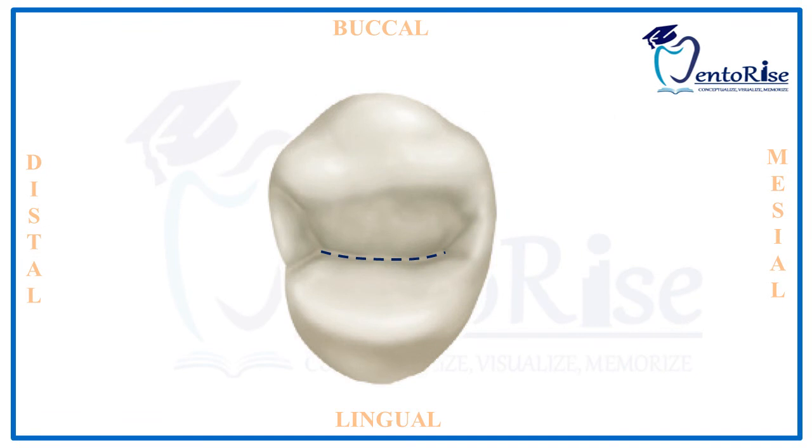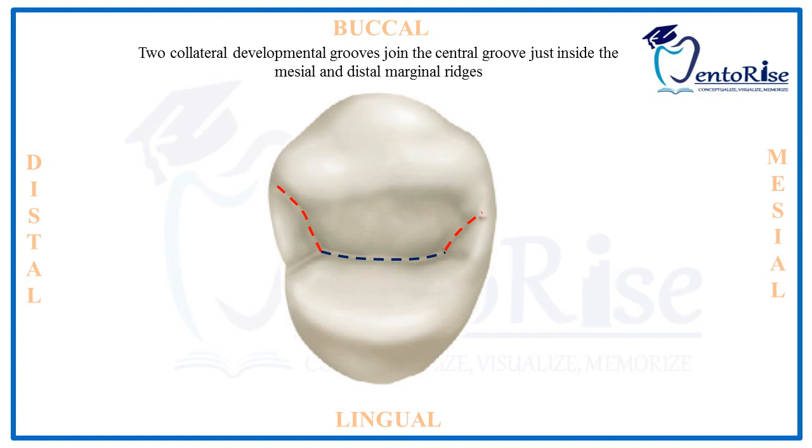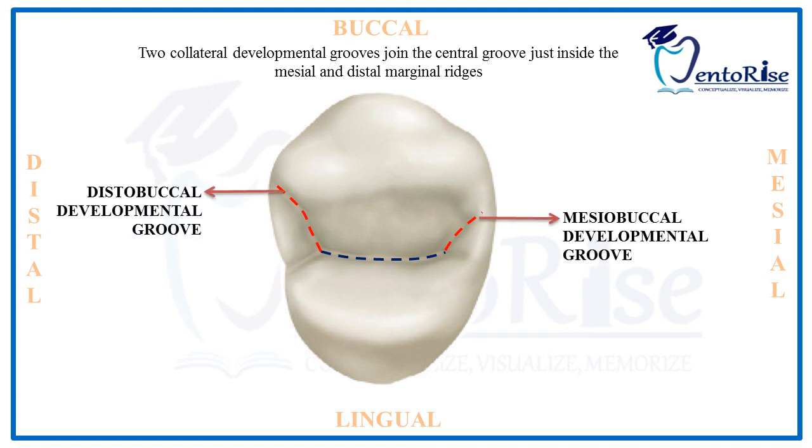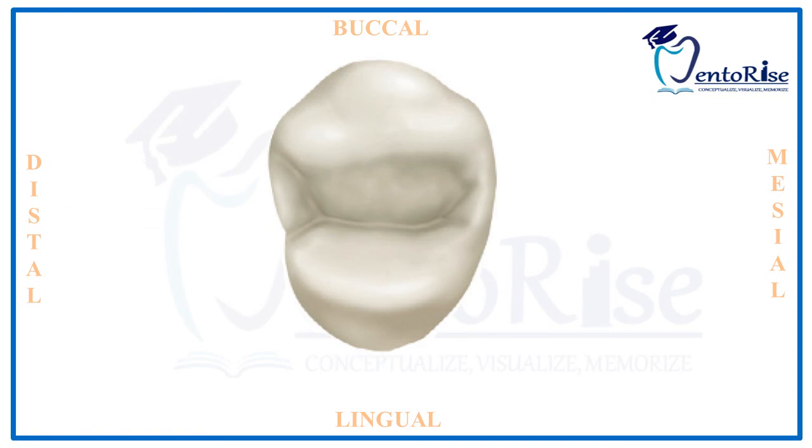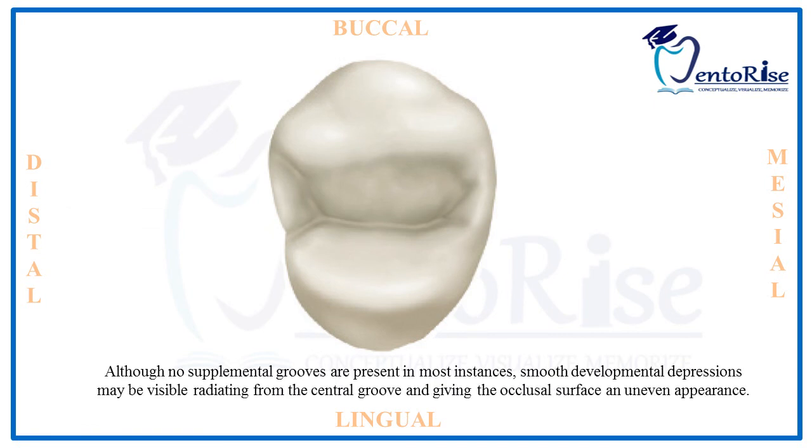From the central developmental groove, if we move towards the mesiobuccal and the distobuccal side, we can see two collateral developmental grooves which join the central developmental groove. These are the mesiobuccal developmental groove and the distobuccal developmental groove respectively. These are marked in the figure with red. Please observe the figure very carefully. Although no supplemental grooves are present in most instances on the occlusal surface of this tooth, smooth developmental depressions may be visible radiating from the central groove, giving the occlusal surface an uneven appearance.